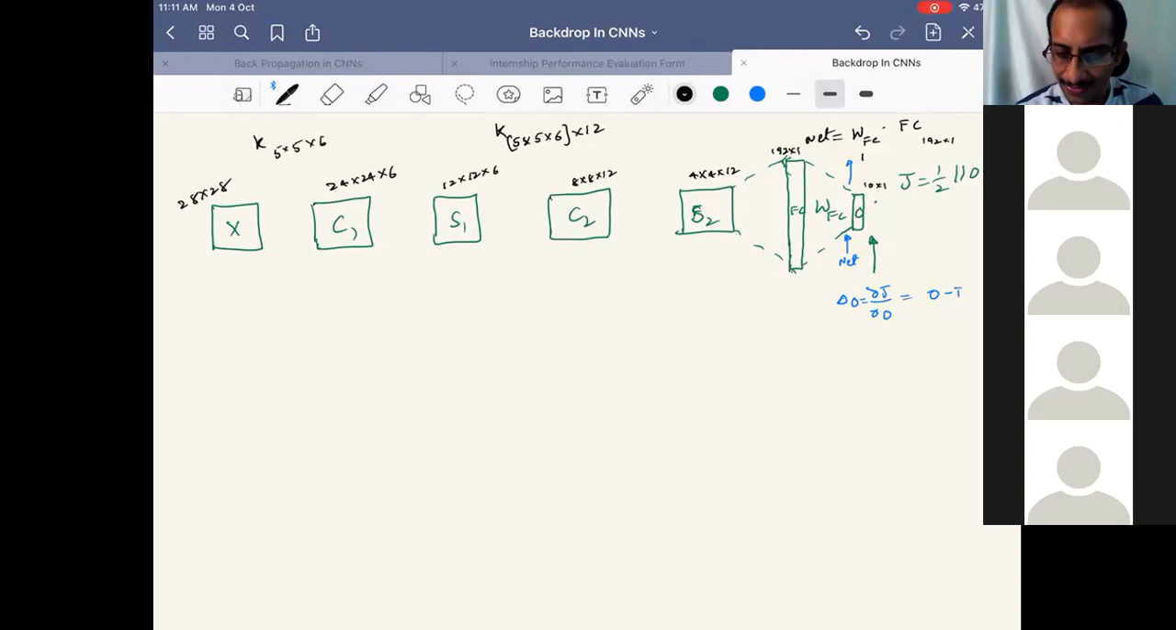WFC is 10 cross 192. Okay, now what we need is delta net. In the forward propagation we have net anyway. Here what we need is delta net. Delta net is equal to how much?